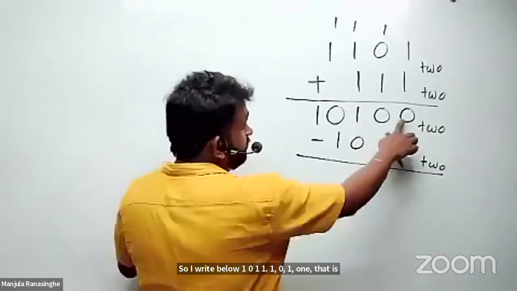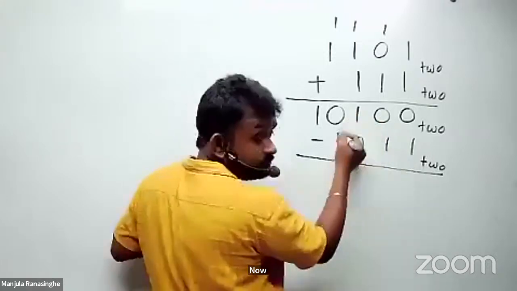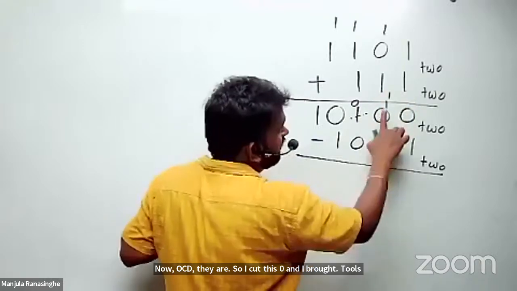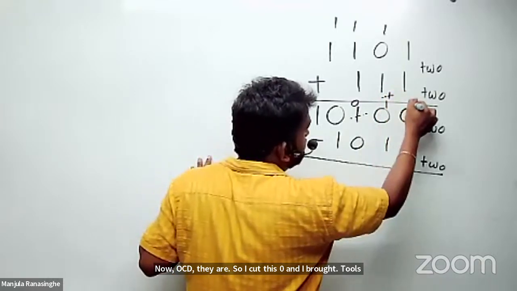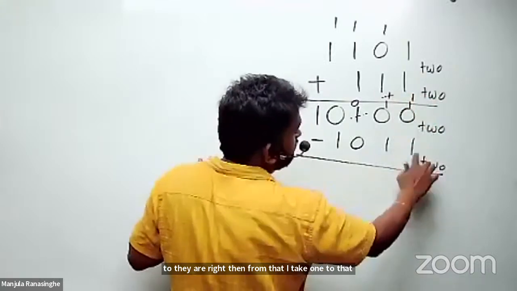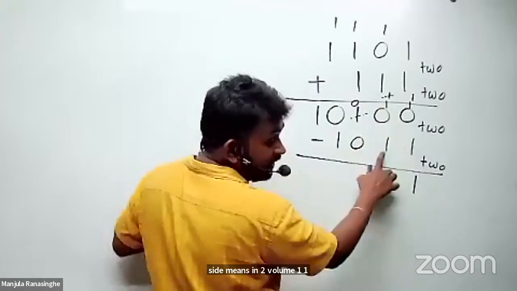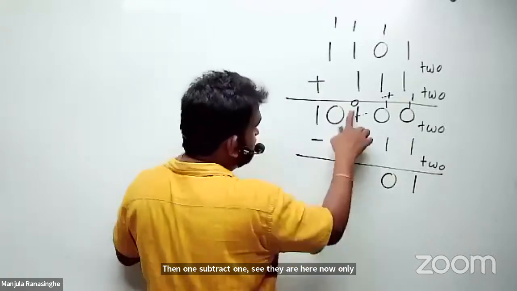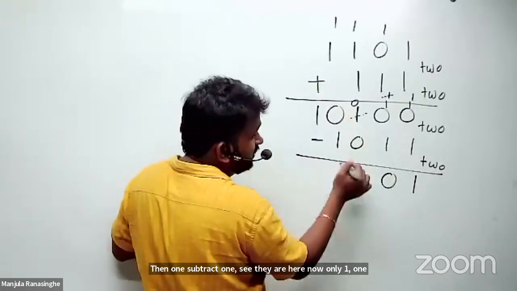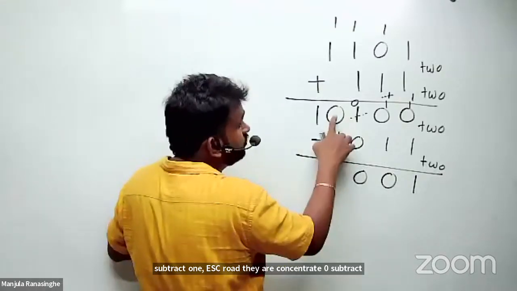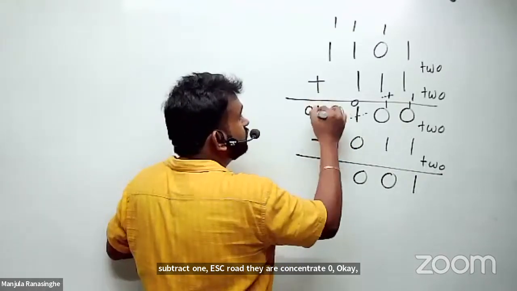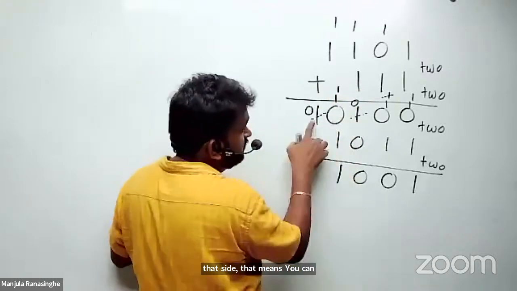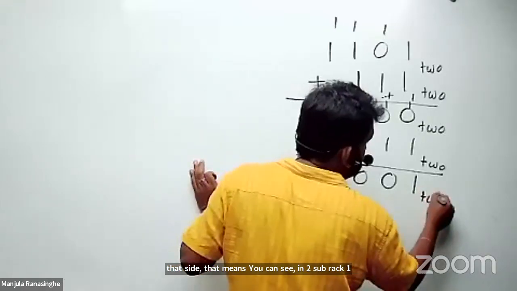Now see there, 0 subtract 1 cannot, here nothing, here 1. So I cut this 0 and I bring 2's there. Right, then from that I take 1 to that side means 2's. Then 2 minus 1, 1. Then 1 subtract 1. See there, here now only 1. 1 subtract 1, 0. Here 0 there. Concentrate. 0 subtract 0, 0. Okay, now here 0 subtract 1 cannot. You bring that 1 to that side. That means 2's. In 0, then 2 subtract 1, 1. Here 0, you will not write the beginning zeros.